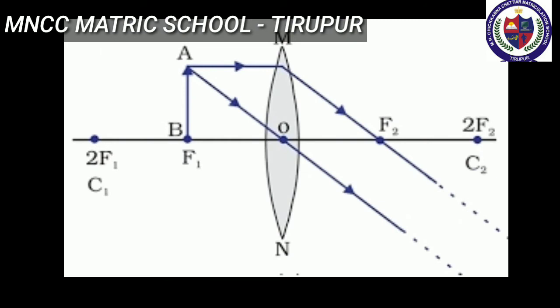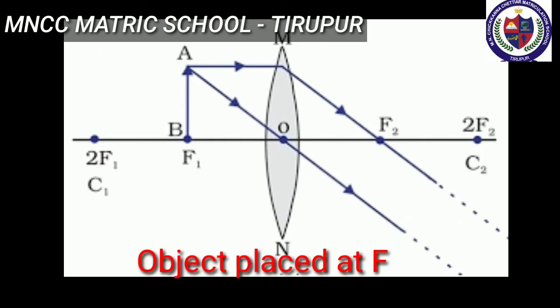Next, let us see about object placed at the principal focus. When an object is placed at the focus, a real image is formed at infinity. The size of the image is much larger than that of the object.